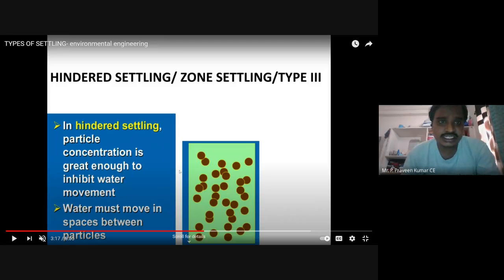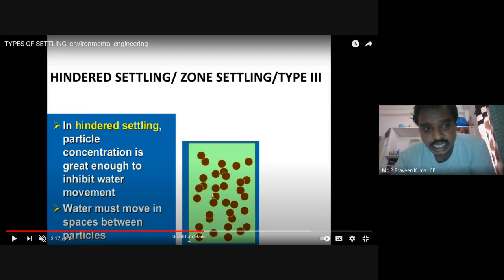Next, the third type, that is type 3, hindered settling or zone settling. Zone is nothing but a group of particles coming together. See here, in the picture itself you can see more particles are concentrated with each other, two or three, four particles, five particles, like that. The solids are highly concentrated in this particular type. This can be seen mostly in the sedimentation process. In hindered settling, particle concentration is great enough to inhibit water movement.